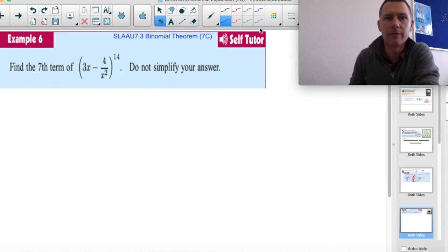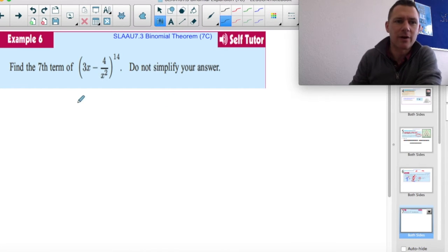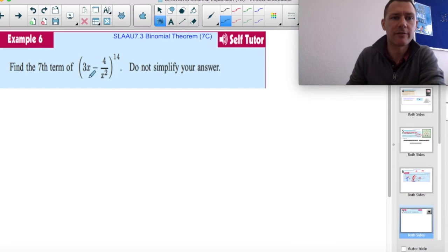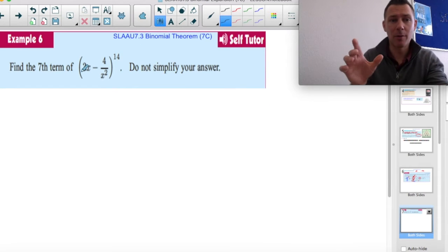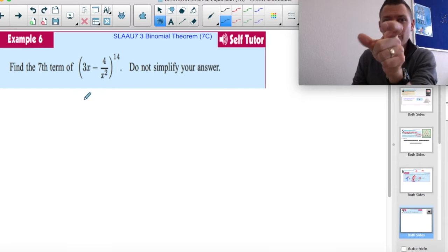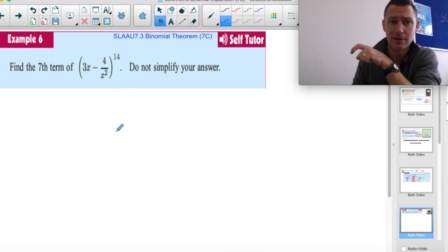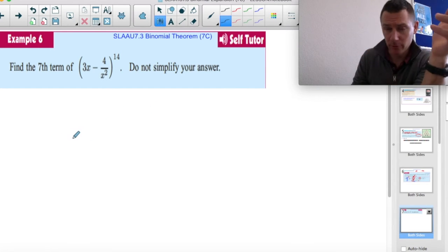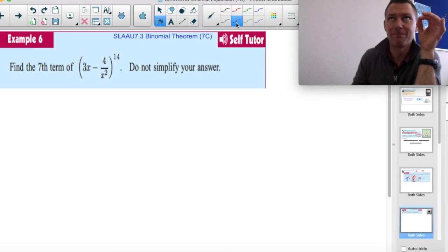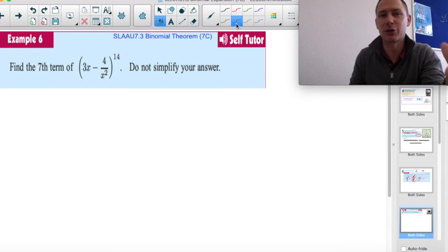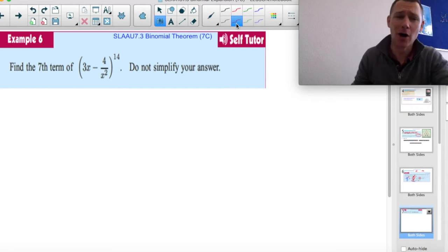Okay, so let's rip off the Band-Aid and try one of these for real. This is just a standard binomial theorem question. We want to find the 7th term in this expansion. If we expanded this, we would write this out 14 times, do all the distribution, clean it all up, and then find the 7th one in and write that down. Horrible. So we want to do something somewhat easier. That's not hard, it's just long and tedious.